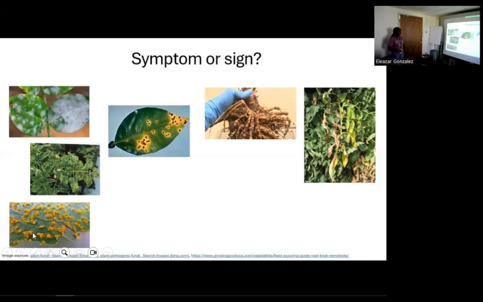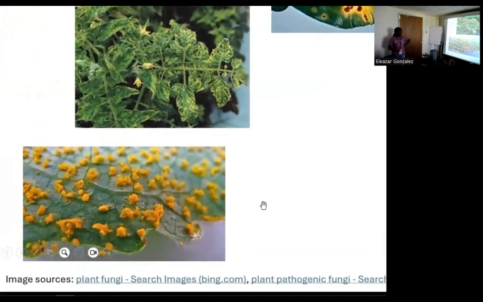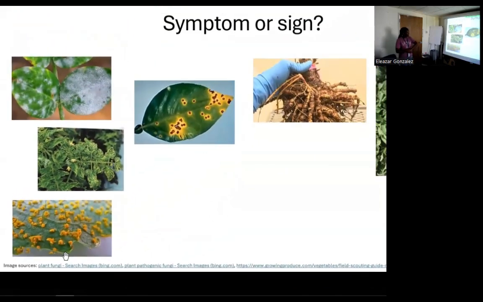How about this one? Lots of rust on the underside of a leaf. And rust, you actually see it. The plants are orange, like they just turn orange. And so that is a sign, because those are the actual rust spores. Next picture, please. Thank you.